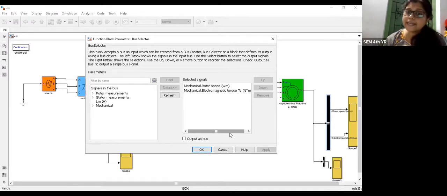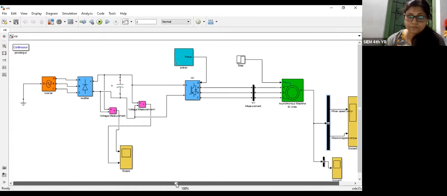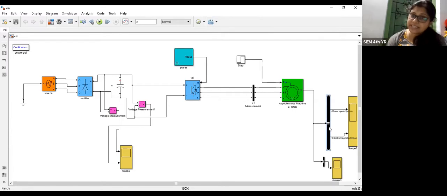We know that the unit of torque is Newton meter, and the speed of the machine should be in omega m. This is the entire circuit of the VSI fed induction motor drive. The PWM pulse we are using here goes through a bus selector, and from it we study the rotor speed and the electromagnetic torque. This is a VI measurement block, this is the voltage source inverter, this is the source voltage, and this is the rectifier circuit, and the output of the rectifier we also have to see.